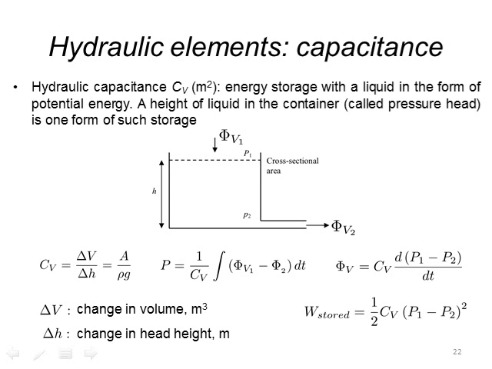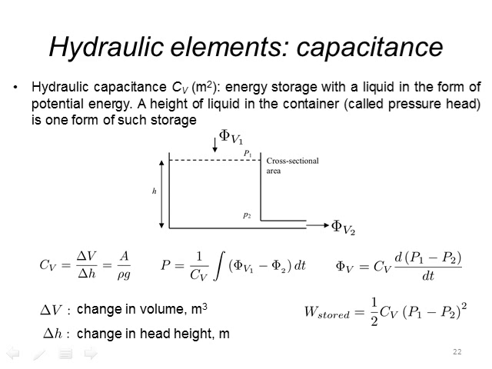Now remember that if you see in the picture here, we have a container that has a certain cross-sectional area A and a certain height. The pressure that's exerted by that head of fluid with height H is going to be rho g H. Rho is the density, g is the gravitational acceleration, H is the height of this volume of liquid. So C_V then is going to be A divided by rho g.